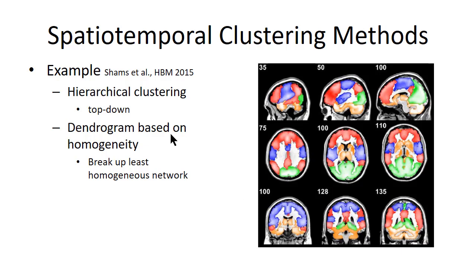As an example here, I show a result from Shams et al., Stephen Strother's group, where they actually used a top-down hierarchical clustering technique, where they constructed their dendrogram based on the homogeneity of the temporal behavior of the voxels within the cluster. And they just iteratively broke up the least homogeneous network from the others until they got a structure that looked like this, which you can see does actually represent what we consider to be sort of basic functional units of the brain.